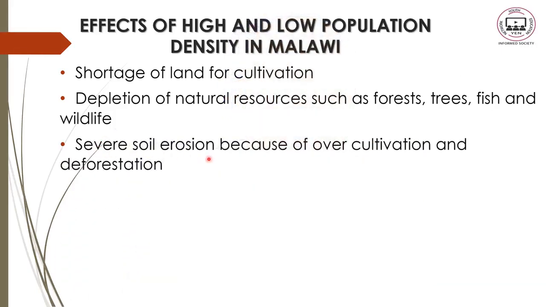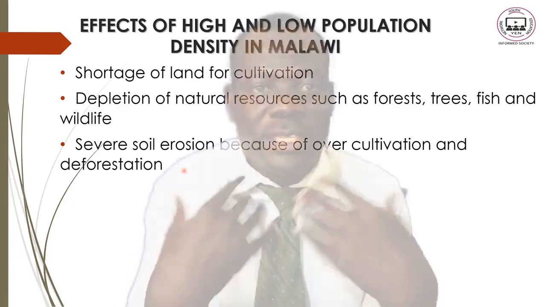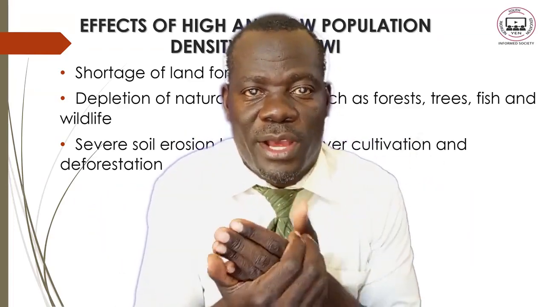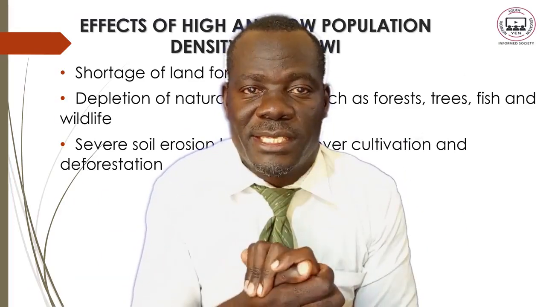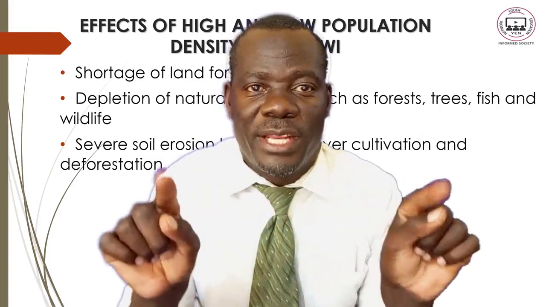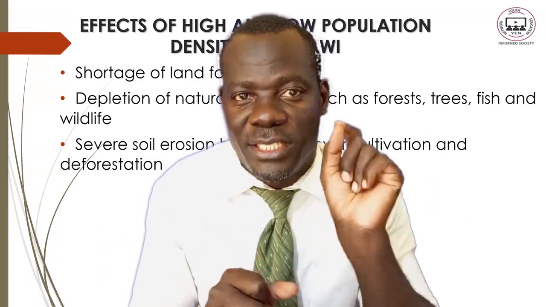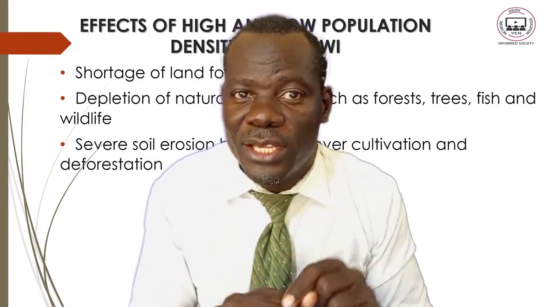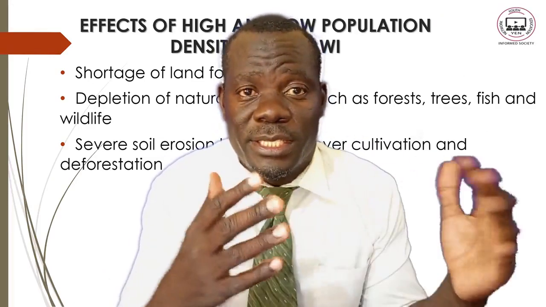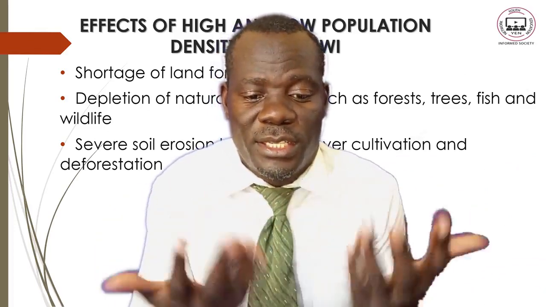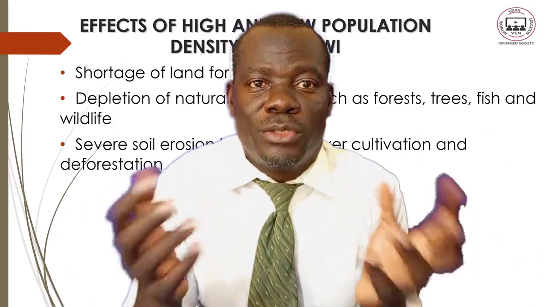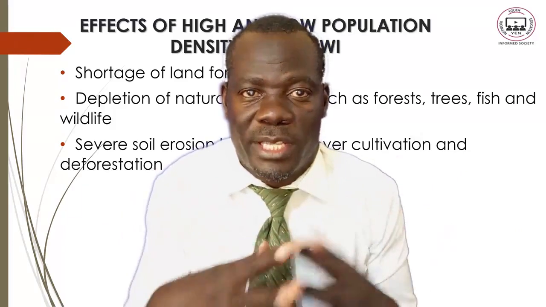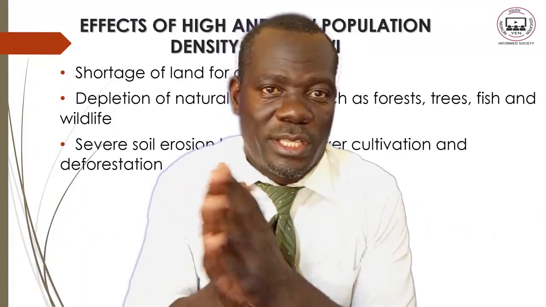Also, severe soil erosion because of overcultivation and deforestation. There is severe soil erosion. Why? When the population is dense or high in a certain area, it means when you have land where you farm, year in, year out, each and every year you'll be cultivating there. So because of overcultivation, there is soil erosion and deforestation. People even embark on opening new areas of cultivation. Therefore they destroy the trees.